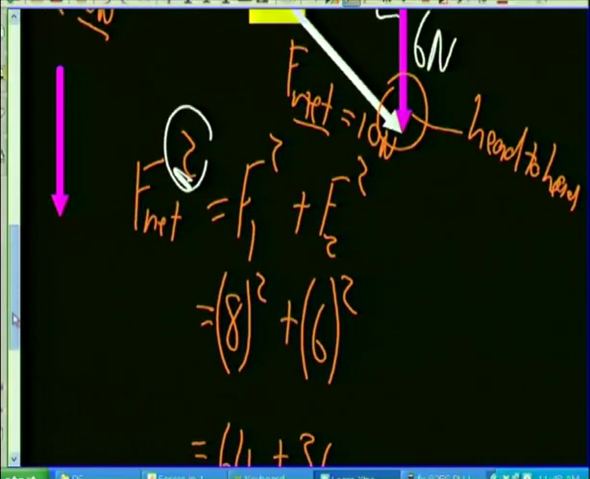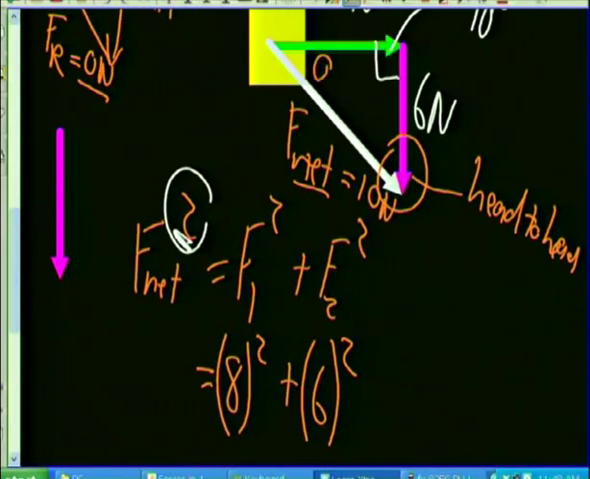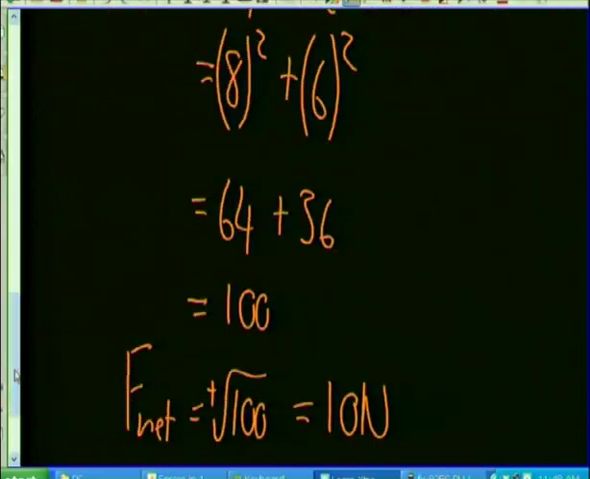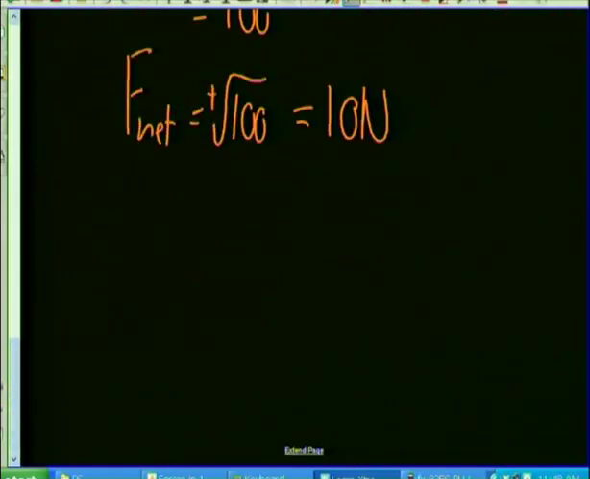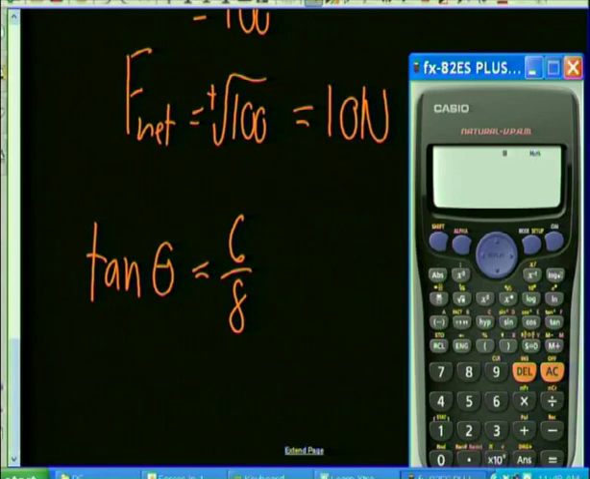Now, we haven't finished, because what we need to do is find this angle theta. We need to find the angle of the resultant. How are we going to do it? Let's make sure 6 is the opposite and 8 is the adjacent. So now I'm going to need my calculator. I'm going to say tan of theta is equal to the opposite, which was 6, divided by 8. And I now need to use my calculator, which I'm going to call up over here. And so let's do it.